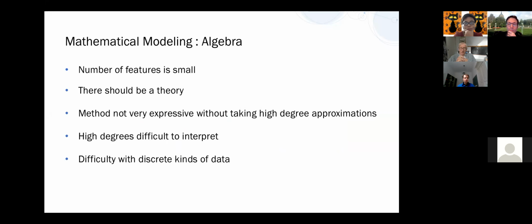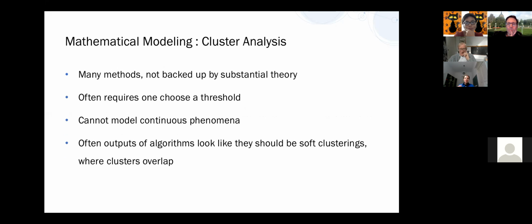So if you're someone trying to solve questions about fraud or malware and so on, then algebraic ways are typically not ways that you want to try to solve them. They sometimes can do approximate things very well with high degrees, but those high degrees are difficult to interpret. And again, there's difficulty with discrete kinds of data, data whose format is somehow Boolean variables and so on.